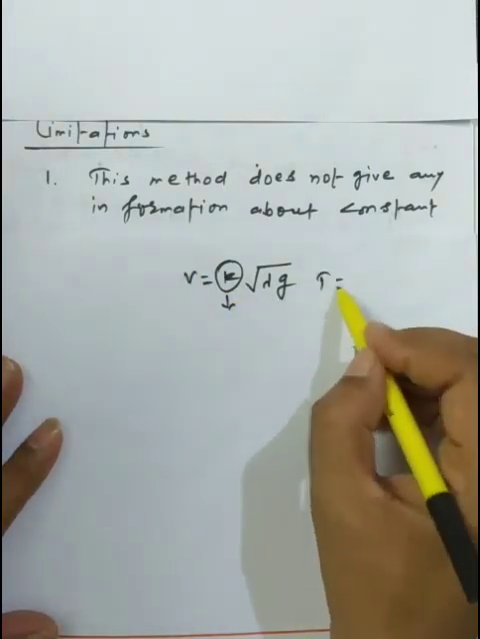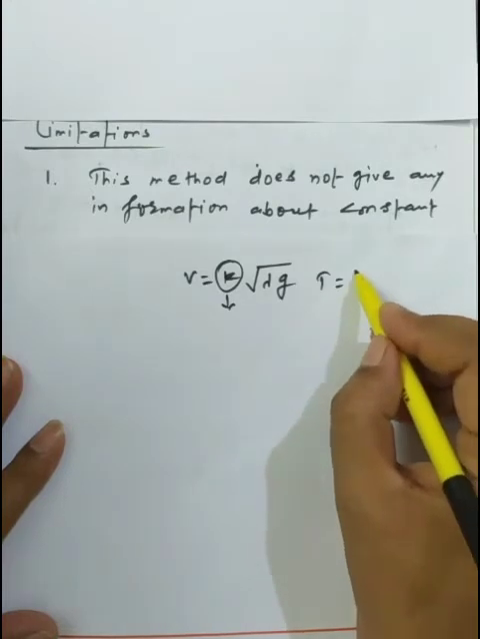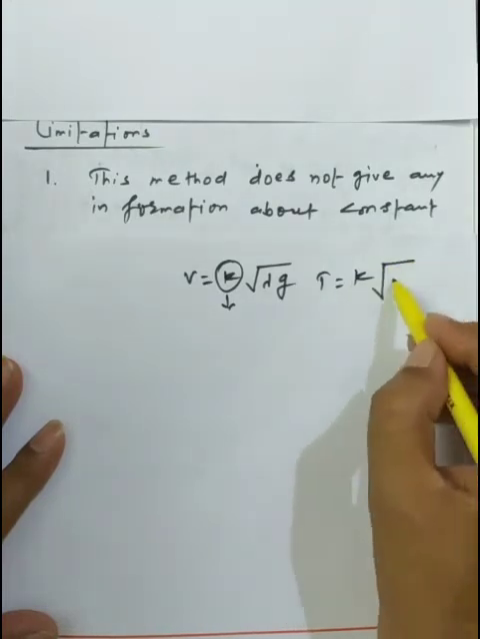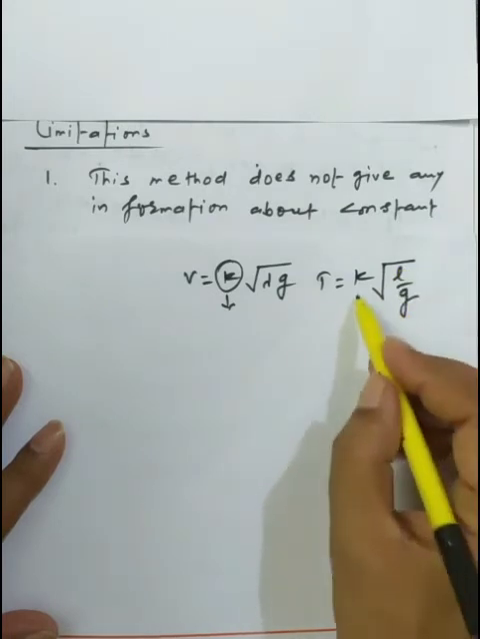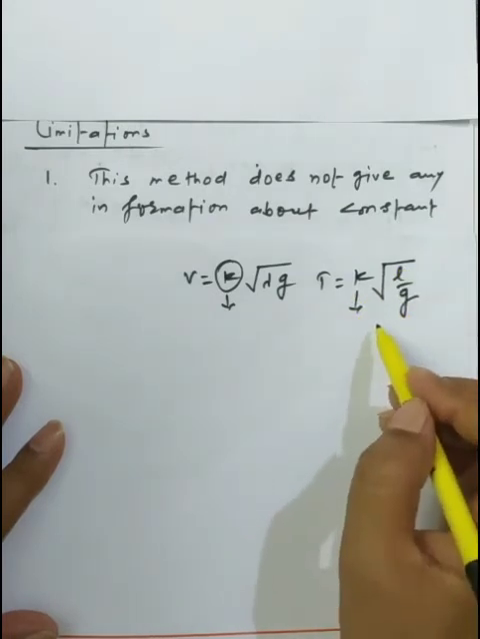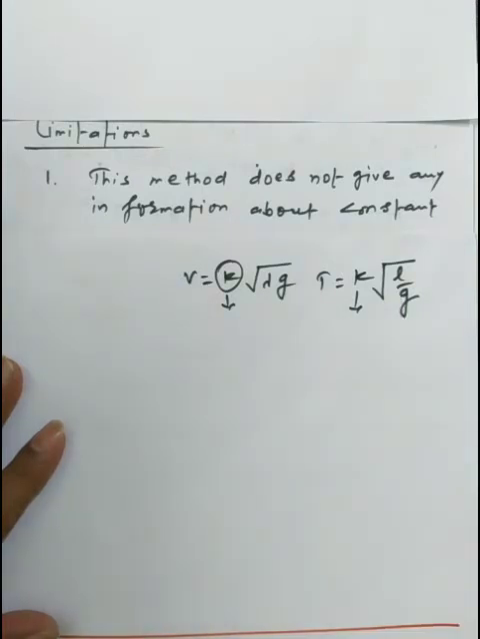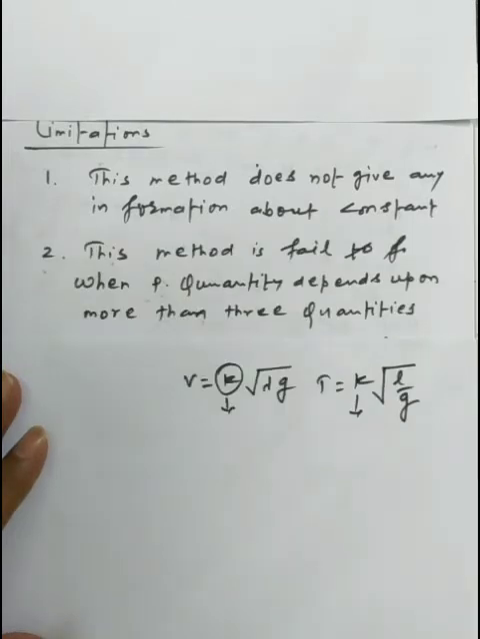Even we have discussed the formula of the time period of the simple pendulum, that is T is equal to 2 pi under root L upon G. So what is the possible meaning of the constant we have, we don't know. So this is the lacking of this method, that it doesn't give the information about the constant. Now, another shortcoming is that this method fails when the physical quantities depend on more than three quantities. Okay, so always we are using the concept of two quantities, three quantities. If more than three are there, we are not able to consider the formula. So this is another limitation we have.